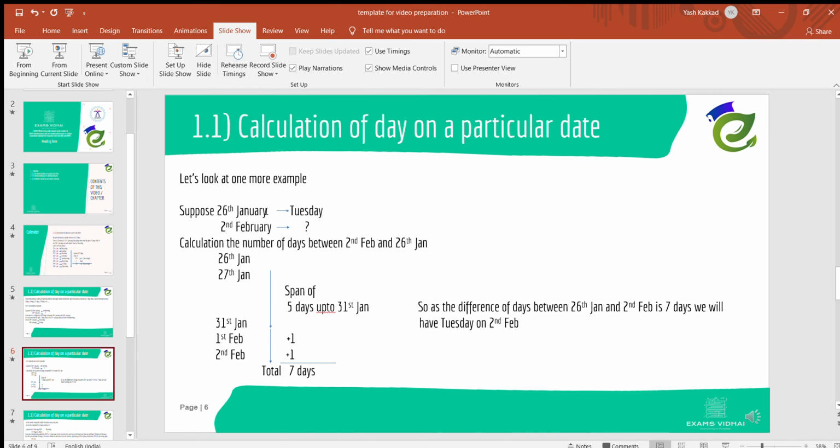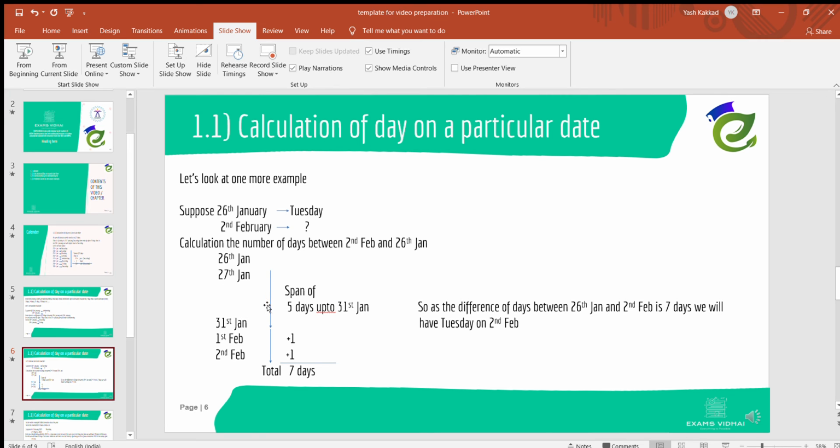January has 31 days, February has 28 or 29 days depending upon whether that particular year is a leap year or not. March has 31 days, April has 30 days, May has 31 days, June has 30, July and August both have 31 days, September has 30 days, October has 31, November has 30 days and December has 31 days. So first we would calculate the difference of days from 26th January to 31st January.